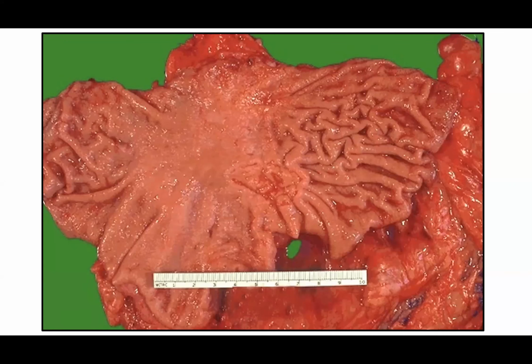Now, when you do a CECT whole abdomen with oral and IV contrast, what are the things that you look for in the CT scan?